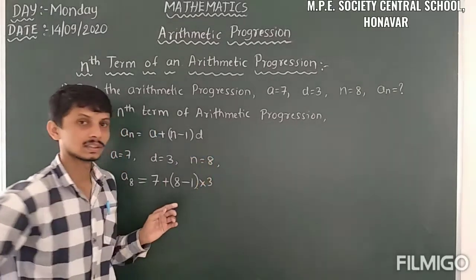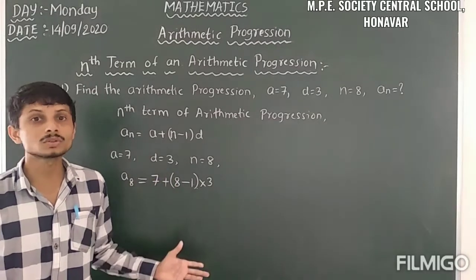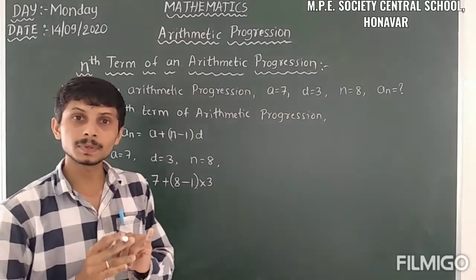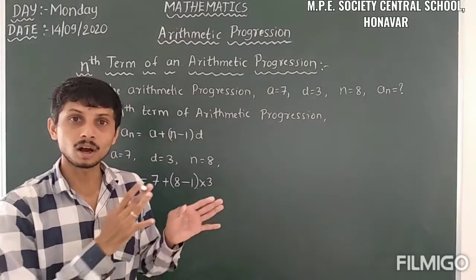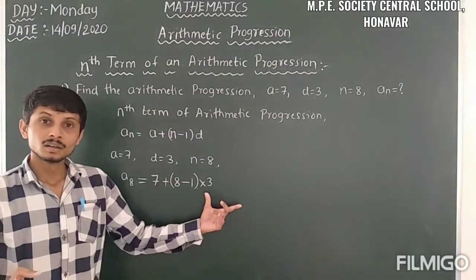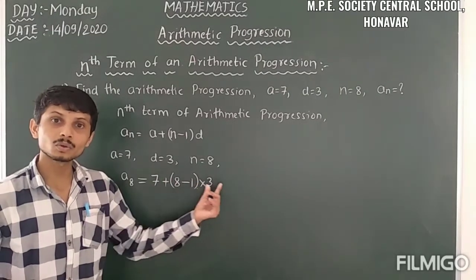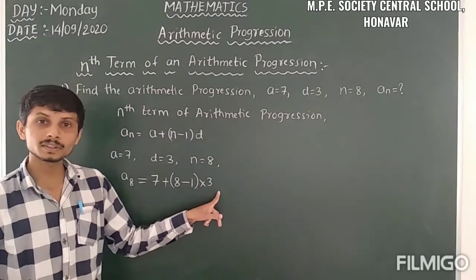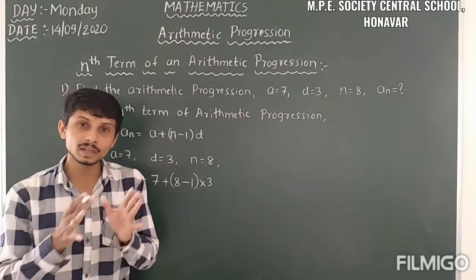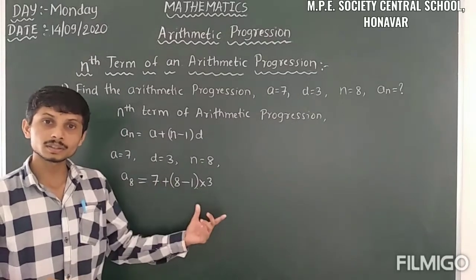into 3. Yes. So here we have to be careful, because we have to know about the BODMAS rule: bracket of, then division, multiplication, addition and subtraction. According to the order of the BODMAS rule, we have to follow the operations. Firstly we have to remove the bracket, and then go to the multiplication with 3. Then we have to add 7. Be careful about that. We have to find out the value of a_8 here.